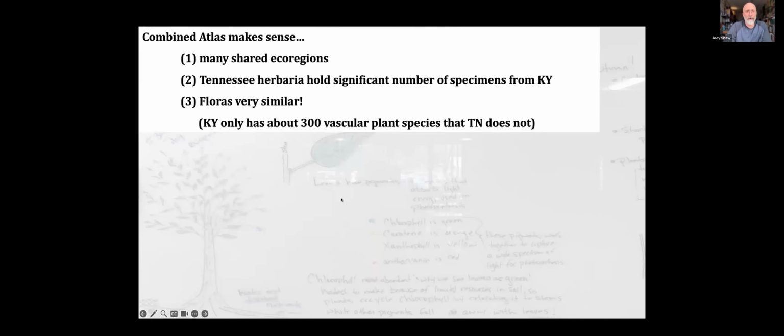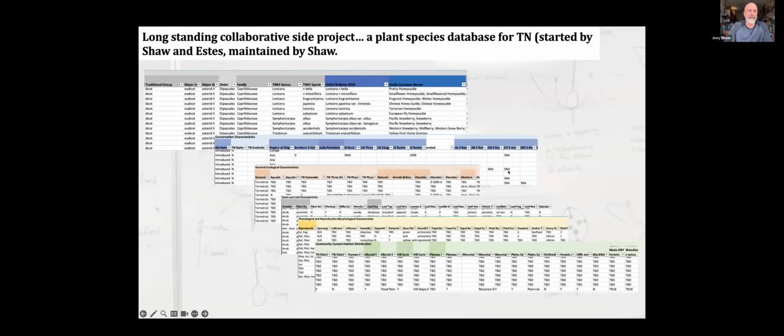The third reason is that our floras are really similar. One of the things I was looking at behind the scenes was the flora of Tennessee and the flora of Kentucky, and it turns out that Kentucky has about 300 vascular plant species that Tennessee does not. Tennessee has more than that number that Kentucky does not, largely the Central Basin endemics. So again, the floras overlap, the ecoregions overlap, and the collections in our herbaria overlap. So it makes a lot of sense to have a two-state atlas.